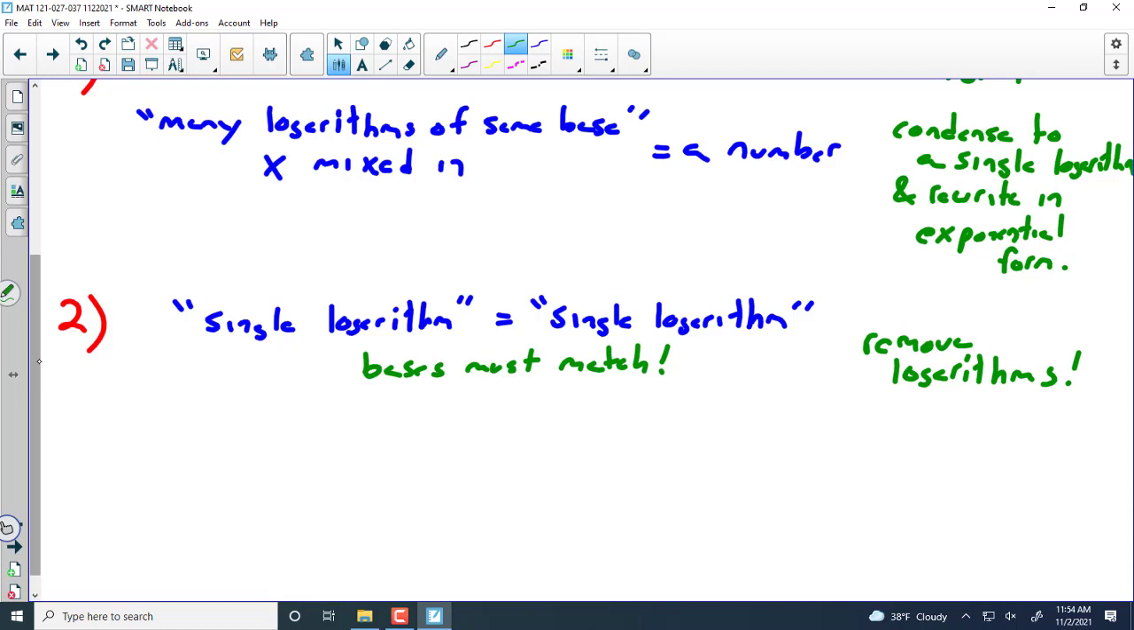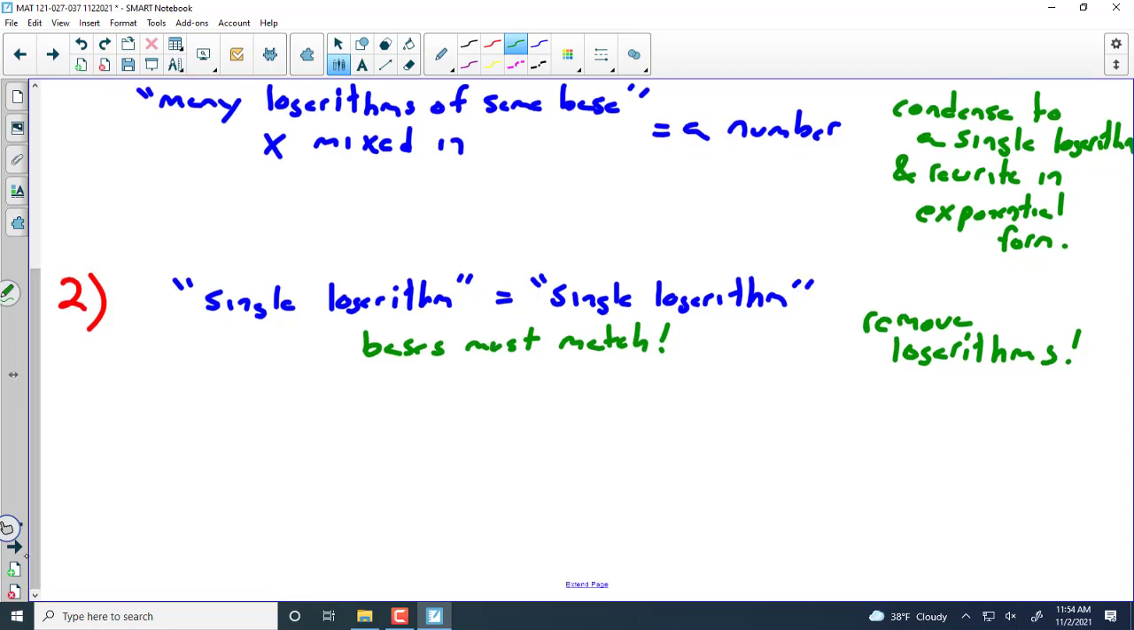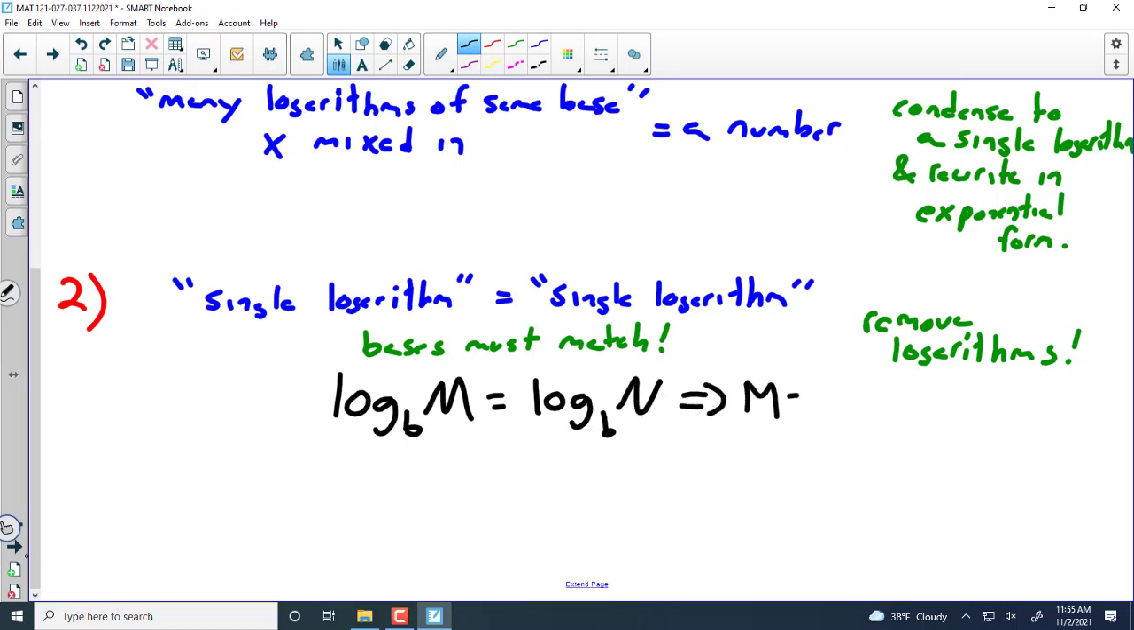You remove the logarithms. What do I mean remove them? I mean if you have log base b of something equals log base b of something, then you just remove the logarithms. Just like that, they're gone.